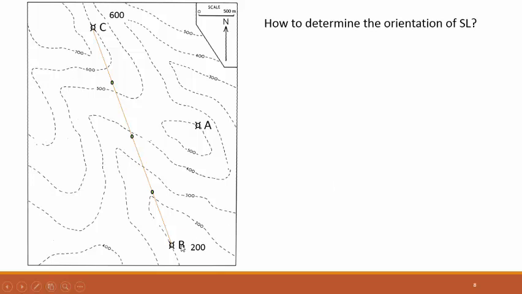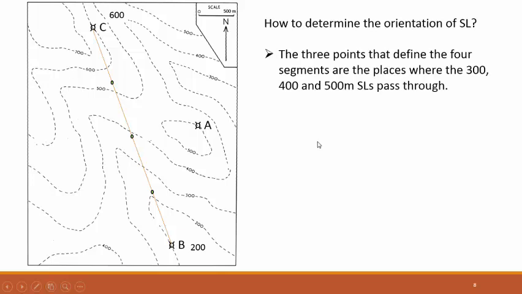We know that B and C are the intersections of the 600 and 200-meter strike lines respectively, and the 3 points in between are the intersection points of the 300, 400, and 500-meter strike lines. So let's label that. The 300, 400, and 500 are here. The 200 and the 600 we knew before.